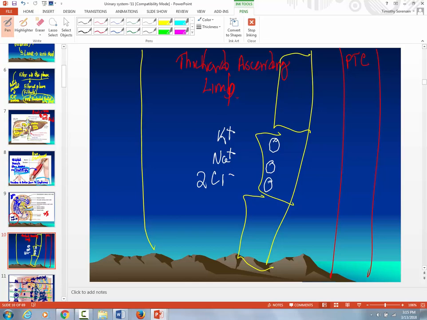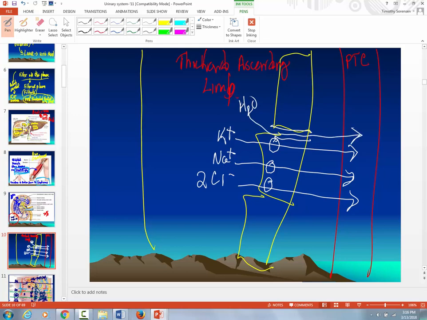Now watch. This symporter is ATP dependent, and it will pump ions, potassium, sodium, and 2-chloride back into the blood. Are you with me? And there are little gaps between these cells, and when these electrolytes get reabsorbed, water will be reabsorbed by osmosis. Not a lot. Are you with me? So you are pumping tons of electrolytes back into the blood. And not much, most of the water is staying.